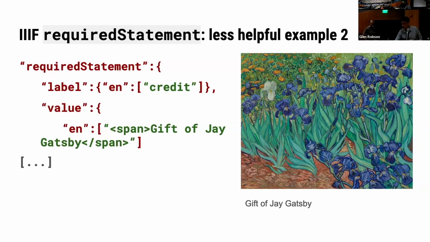Another fictionalized example of how we have seen the required statement field being used in the real world. This example shows that the institution is asking for a reference to the fact that the artwork was a gift from the donor. In this case, we could consider this information important somewhere else, but perhaps not the required information we want the users to know.